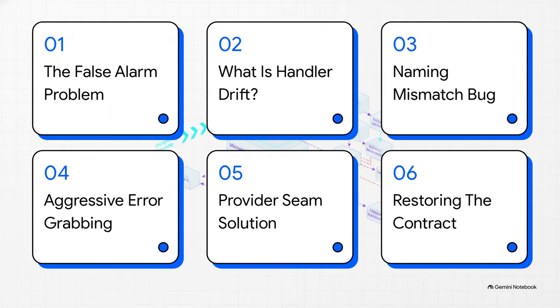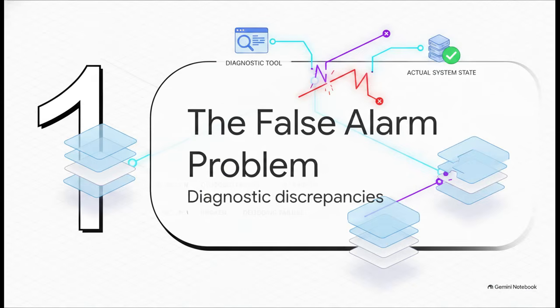Here is our roadmap to solve the mystery. We'll cover the false alarm problem, define handler drift, look at the naming mismatch bug, aggressive error grabbing, the provider seam solution, and finally, restoring the honest contract. Let's kick things off with Section 1, the false alarm problem.